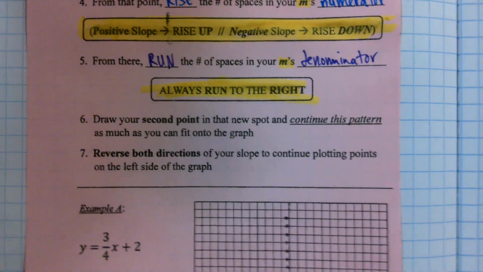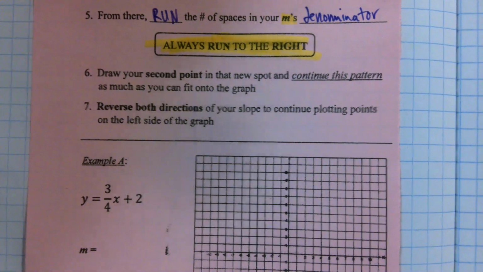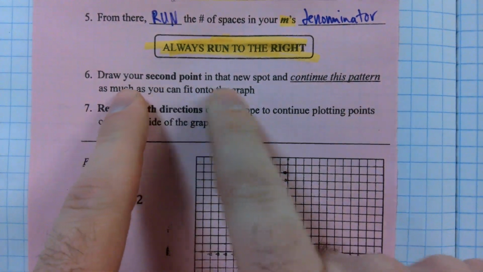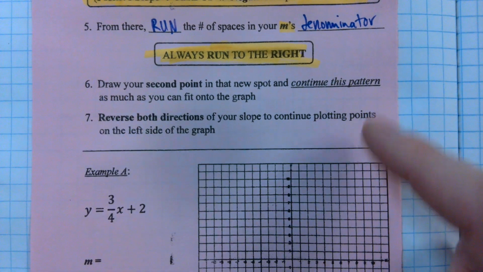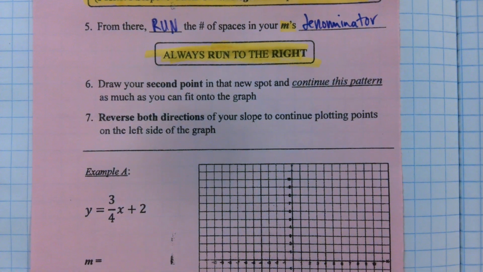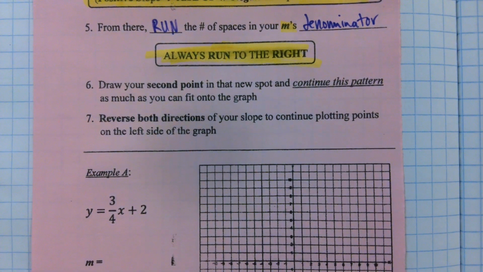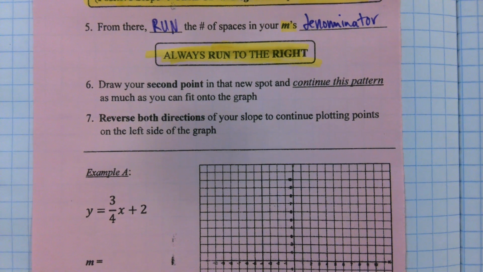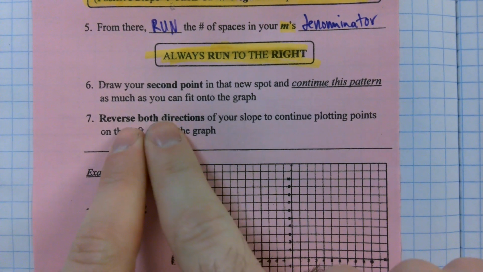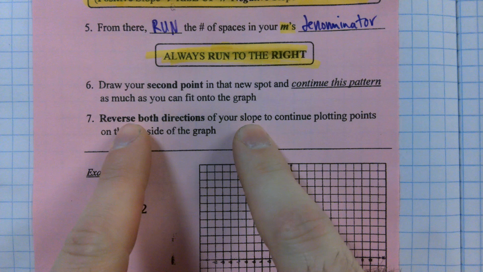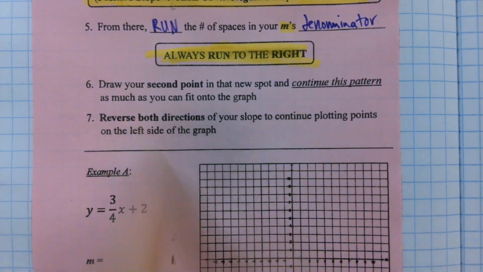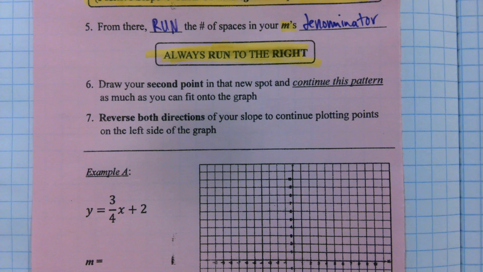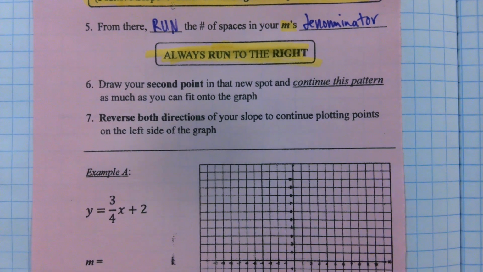Now, I know these steps seem confusing. Once you see it in action, you'll be like, oh, that's super easy. So then you're going to draw your second point wherever you land and continue this pattern. If we rise 3 and run 2, we'll rise 3 more, run 2 more, rise 3 more, run 2 more. And then we're going to reverse both directions. This is the only time we'll be running to the left, actually. We'll talk about step 7 once we actually get to it. So I know that process seems like a lot. Let's see what it actually looks like, because it's really not that much.